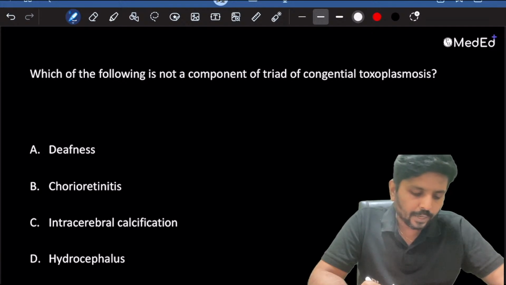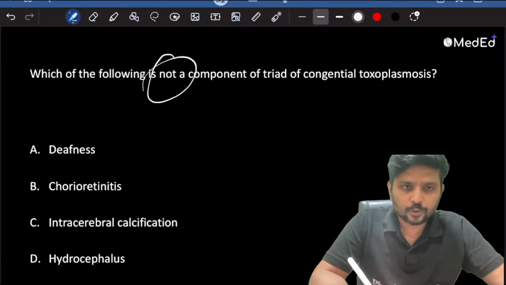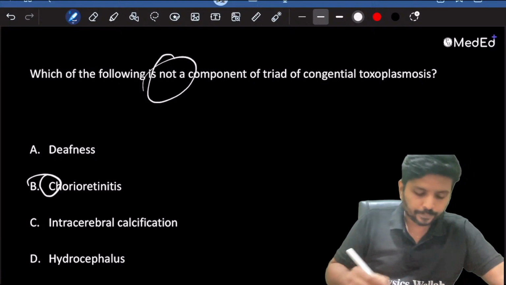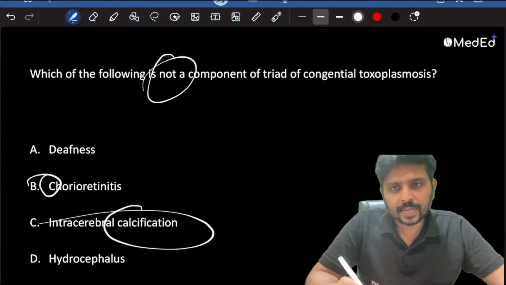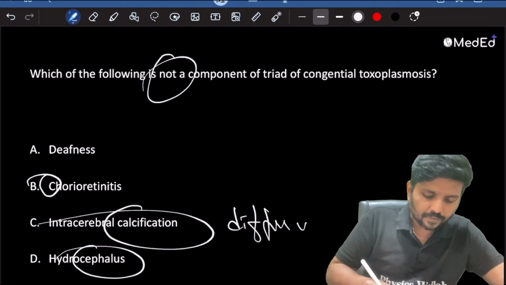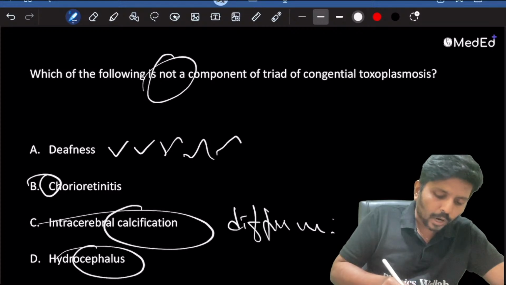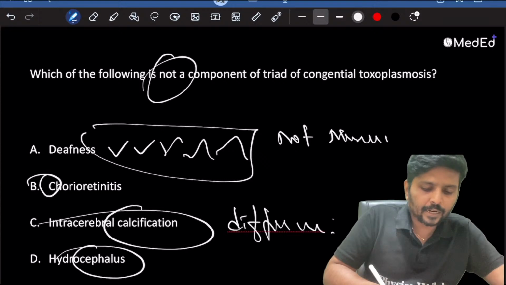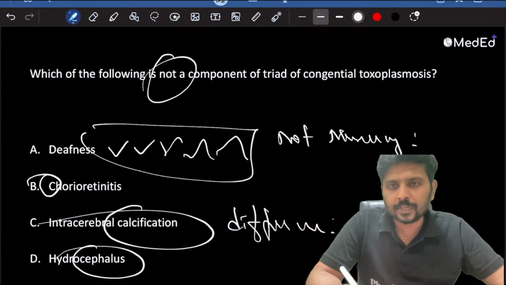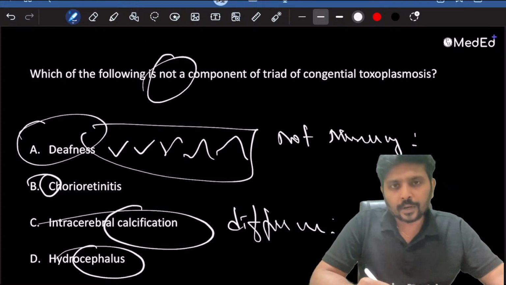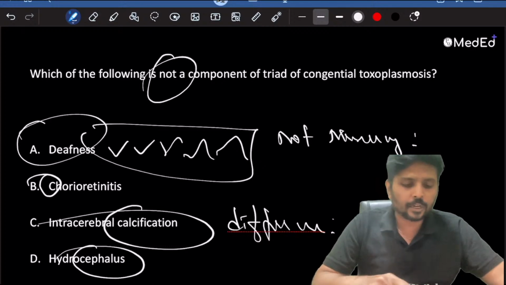Which of the following is not a component of congenital toxoplasmosis? Congenital toxoplasmosis is characterized by three C's. One is chorioretinitis, another is intracerebral calcification, and another is hydrocephalus. Here it is diffuse calcification. Even though deafness does occur in toxoplasmosis, it is not necessarily present as part of the triad of congenital toxoplasmosis.